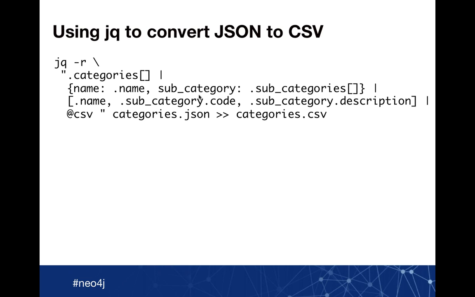and then it has a key name, and then it grabs .name, which is CSS-type syntax for going and grabbing the name out of the initial JSON document. Then I want to grab the subcategories array. My next transformation is going to be to take that JSON document and create an array which has a name, the subcategory code, and the subcategory description. Then the final step is an @CSV transformation, which takes that array and spits out a CSV file, which we then direct into categories CSV.